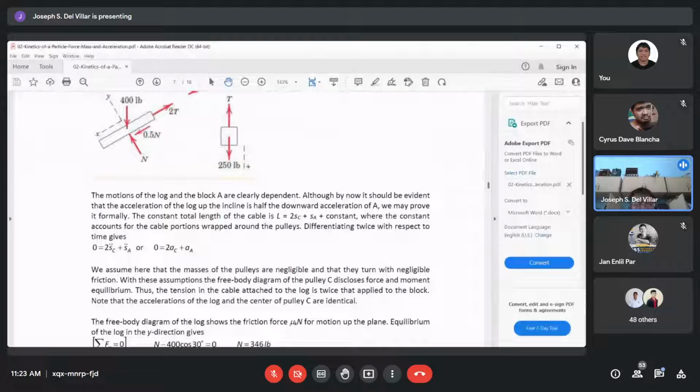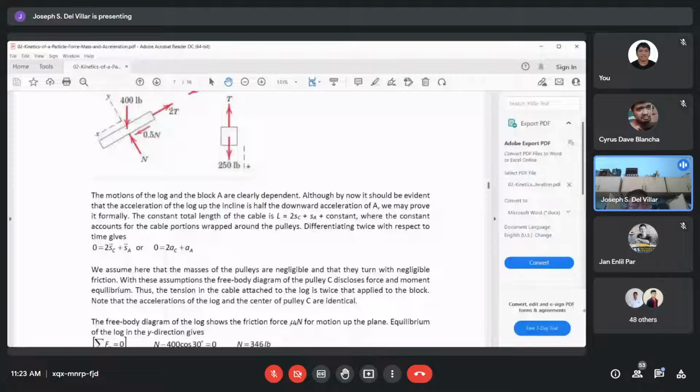We assume here that the masses of the pulleys are negligible. This is what I was saying earlier. So we do not consider the masses of the pulleys. We neglect them and ignore them in the computation. We don't need anything about the pulleys. And that they turn with negligible friction, so they are assumed to be frictionless.